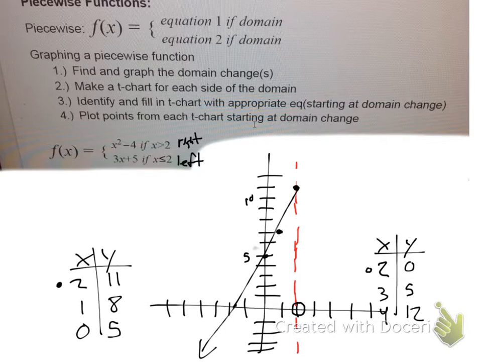Next. 3, 5. And then 4, 12. Nope. Why are they not open? Basically, ask yourself, does 3 satisfy x greater than 2?